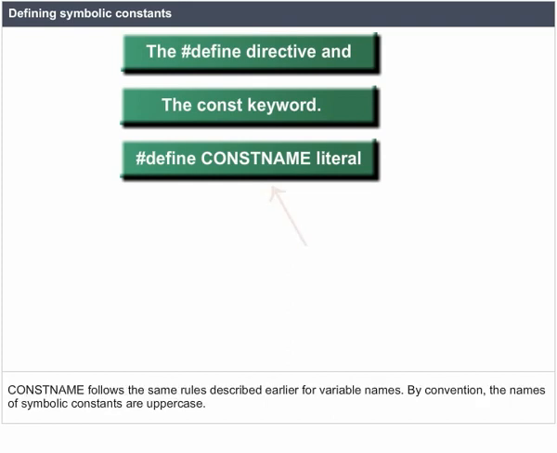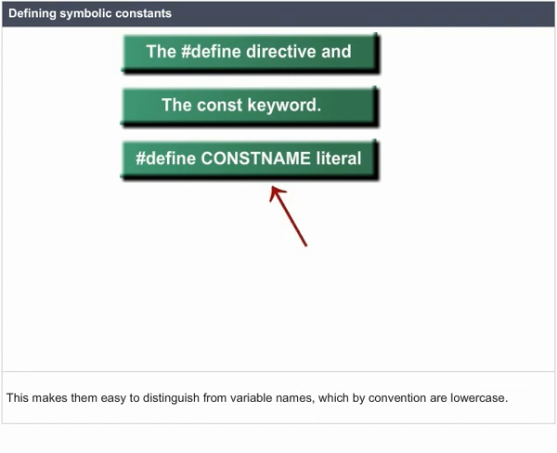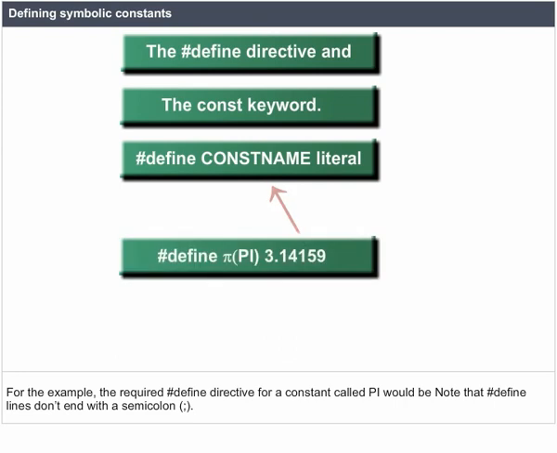Const name in capital follows the same rules described earlier for variable names. By convention, the names of symbolic constants are uppercase. This makes them easy to distinguish from variable names, which by convention are lowercase. For the example, the required #define directive for a constant called PI would be as follows. Note that #define lines don't end with a semicolon.